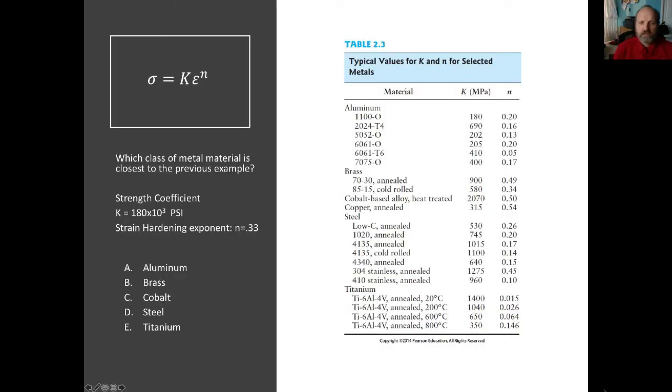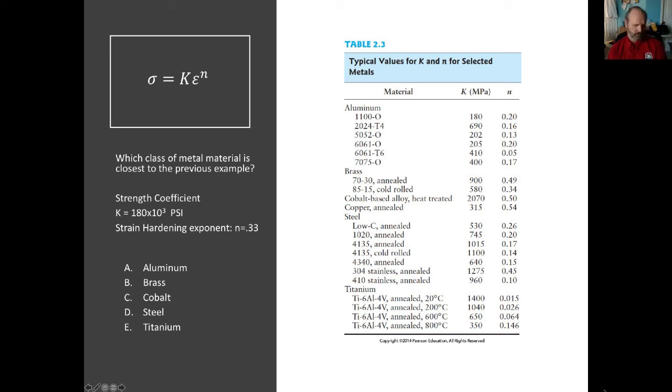All right, so here's a table of the typical values for K and n for selected metals. Okay, so if we take a look at it and say, okay, our previous example, can we guess what kind of material it is? So we have a strength coefficient of 180 times 10 to the third psi, or 180 kilo psi.